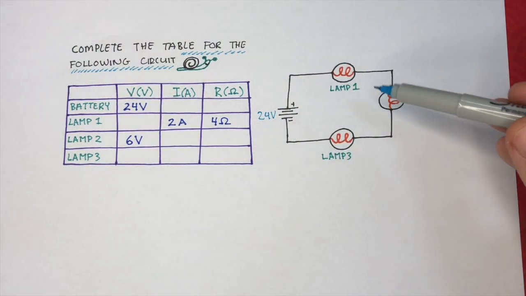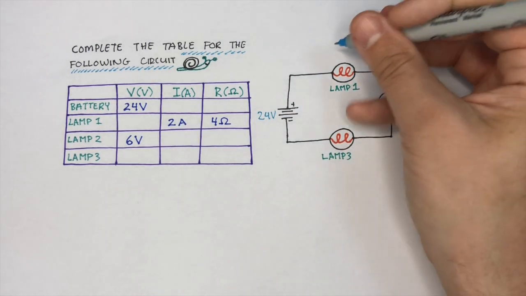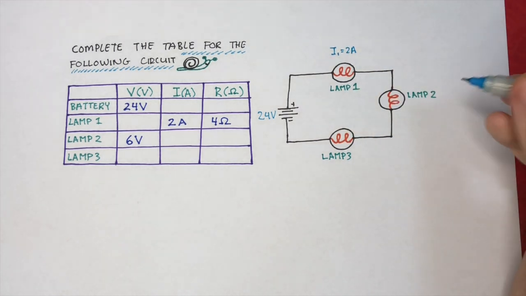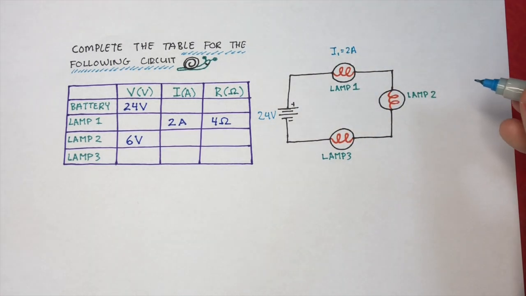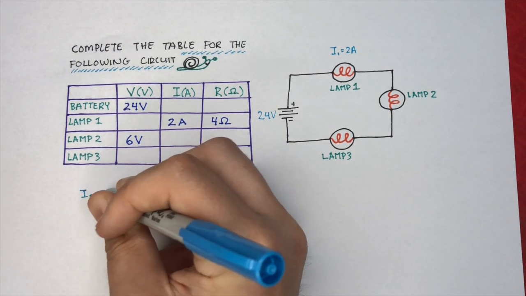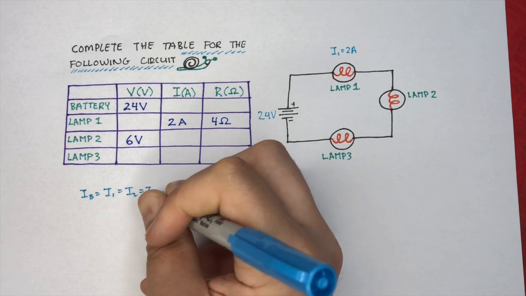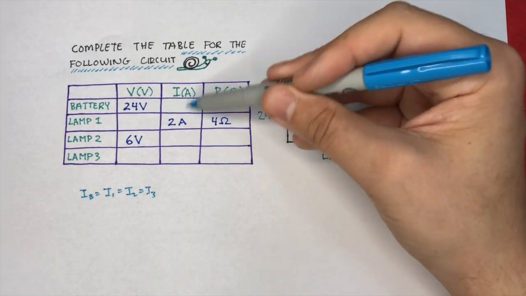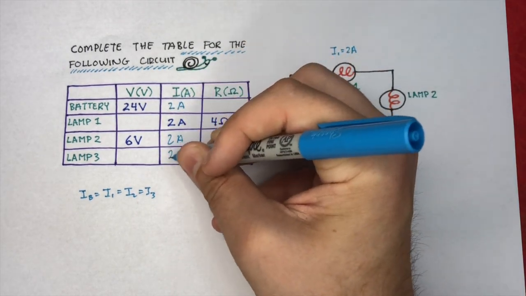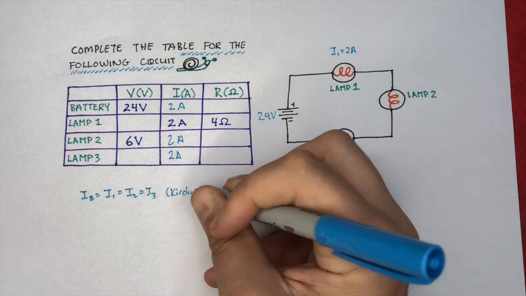And we also know that lamp 1 has a current of 2 amps across it. So I1 is equal to 2 amps. Well, because of Kirchhoff's series law, we know that the current across the battery is going to equal the current across number 1, current across number 2, current across number 3. So straight away, we can fill out this entire column of the table. We're going to say that's 2 amps, 2 amps, and 2 amps. Okay, and this is going to be Kirchhoff's series law.